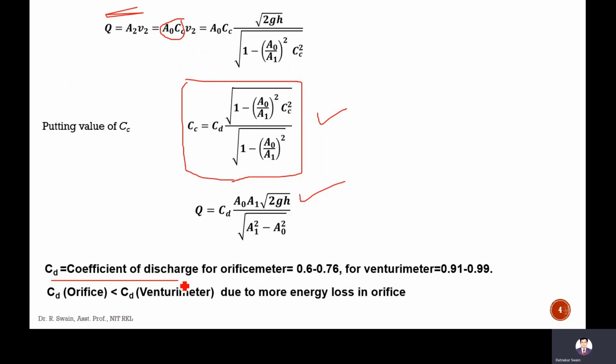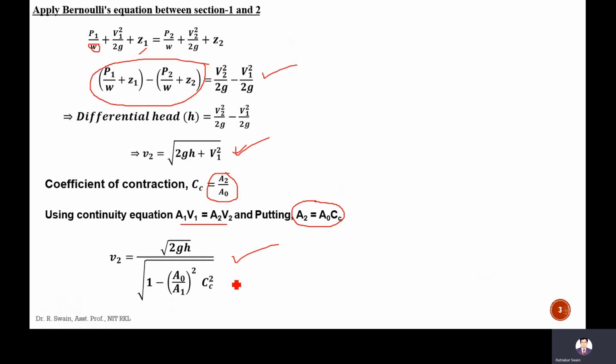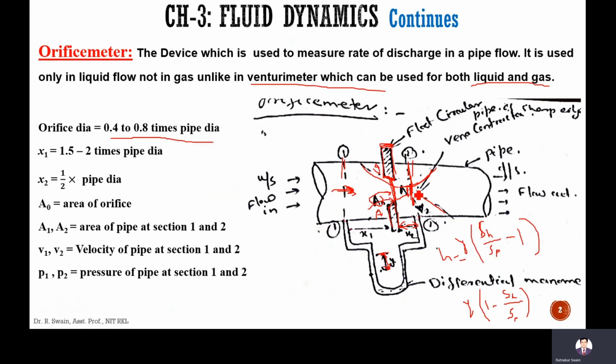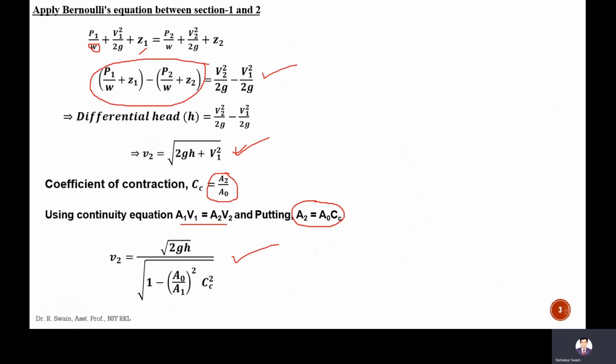This CD is the coefficient of discharge for orifice meter, which is 0.6 to 0.76. For venturimeter, it will be 0.91 to 0.99. In a venturimeter there is a converging part and a diverging part, but here there is no converging or diverging. Suddenly there will be a reduction of area, means contraction of flow area. That's why the loss of energy is more here. In case of orifice meter, loss of energy is more.